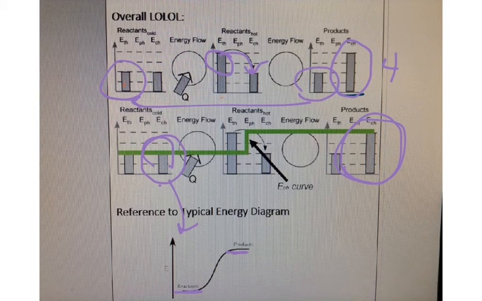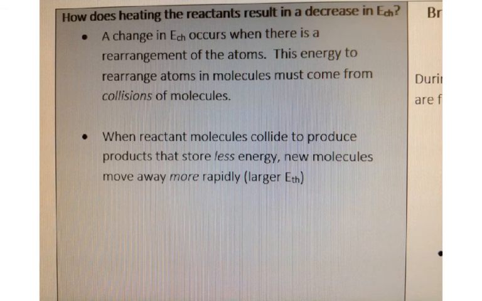Okay, so notice how this diagram looks very similar to that line. So it goes up in chemical energy. So once again, these diagrams down here are the energy that's stored in the chemicals. All right, so how does heating the reactants result in a decrease of chemical energy?